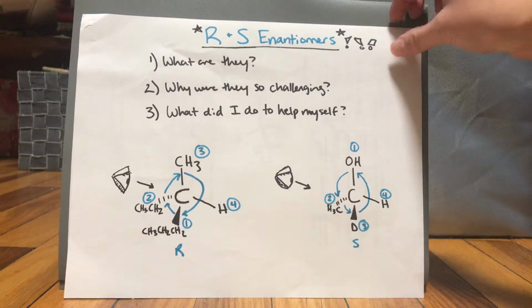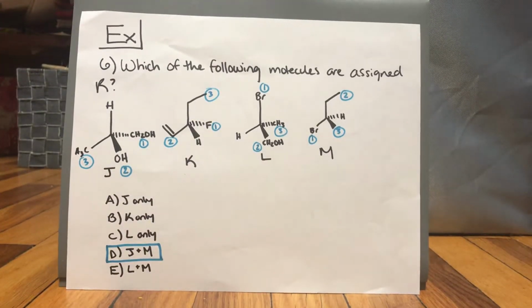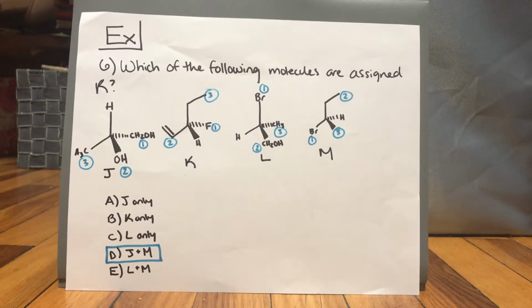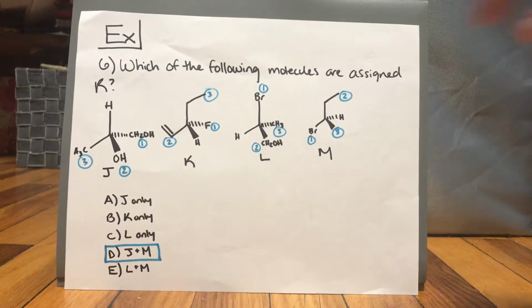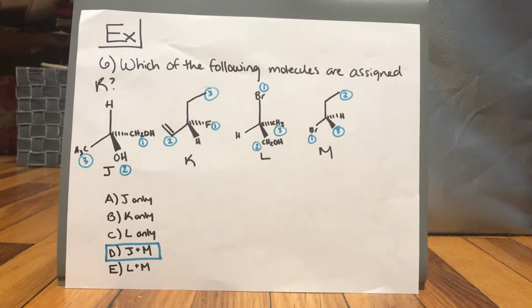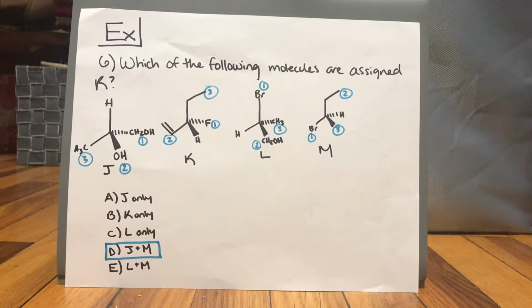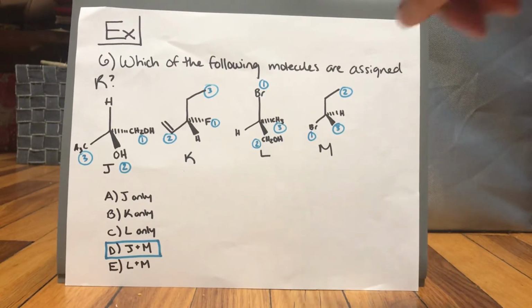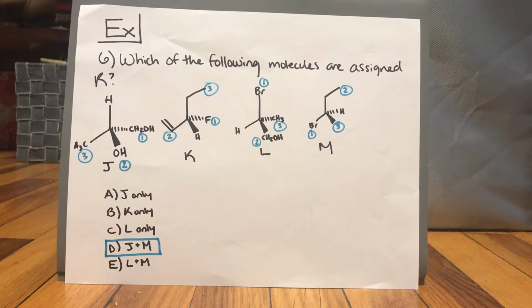An example that I have for this problem is from our practice exam, and it says, which of the following molecules are assigned R. So for the first one, we name priority on each of the different groups, and then we put H in the back, and we look at priority groups 1, 2, and 3 facing towards you. And if we connect 1 to 2 to 3, we can tell that this is in a clockwise direction, so it is an R enantiomer.